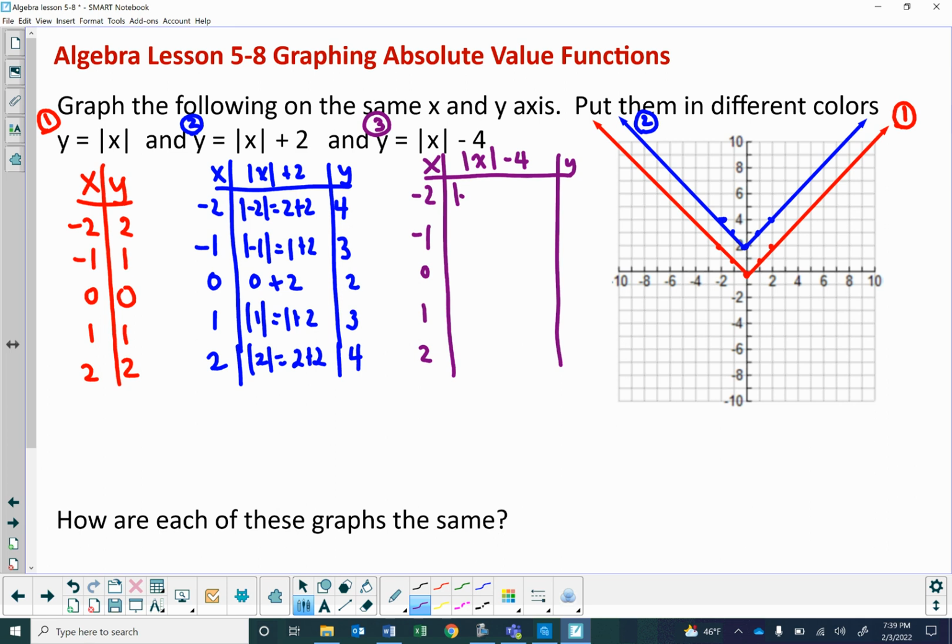So I have the absolute value of -2 is 2. 2 minus 4 is -2. Absolute value of -1 is 1. 1 minus 4 is -3. Absolute value of 0 is 0. Minus 4 is -4. Absolute value of 1 is 1. Minus 4 is -3.